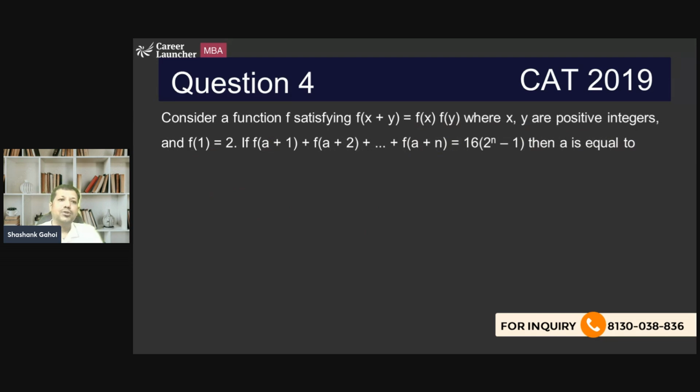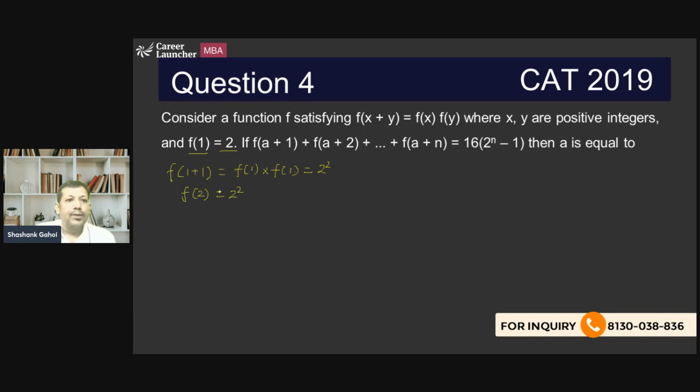Okay, now let's see this question. What does it say? Consider a function satisfying f(x plus y) is equal to f(x) into f(y), where x and y are positive integers, and f(1) is given as 2. So what I'm going to do, I'm going to take x and y both 1. So f(1 plus 1) is equal to f(1) into f(1), right? So that is going to be 2 into 2, 4. So I can say 2 square. So I can say that f(2) is equal to 2 square.